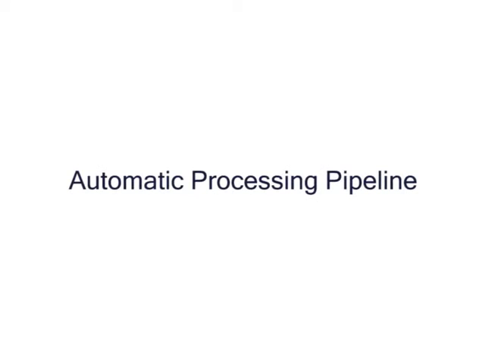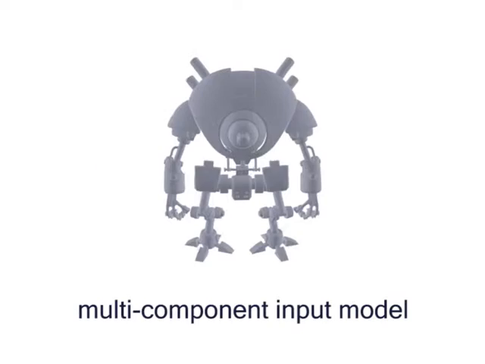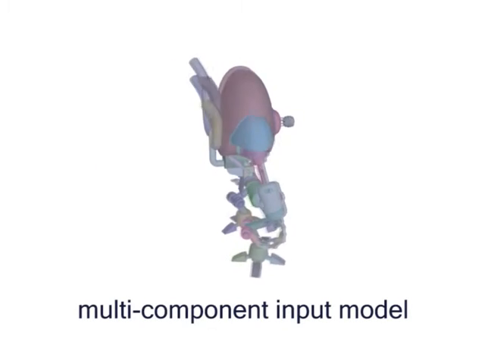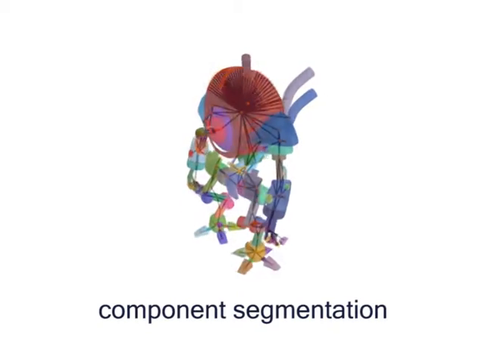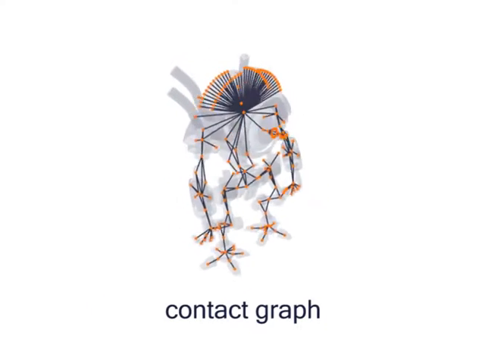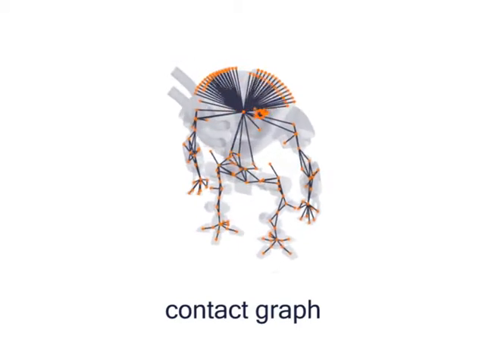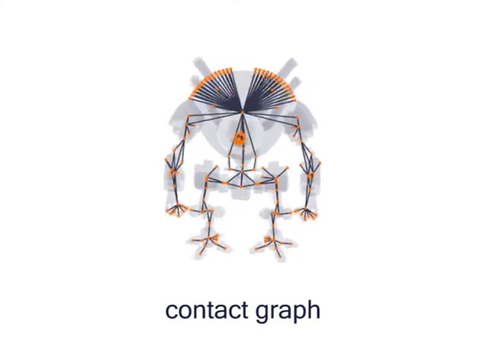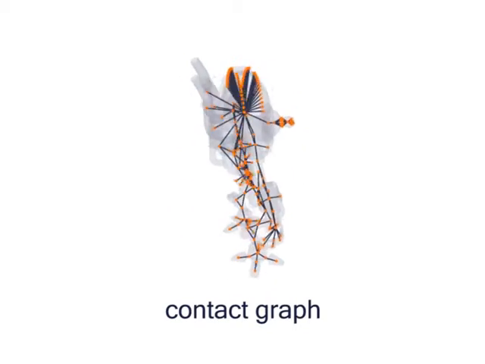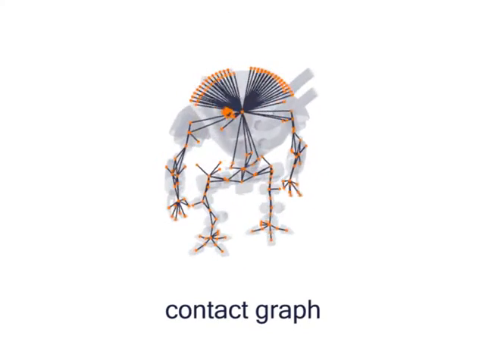Given a multi-component mesh, the first step in the processing pipeline is the segmentation into components. Based on this segmentation, an analysis is performed to determine which components are in contact. Here we show the generated contact graph. This contact graph is typically quite complex and is not directly suited for rigging of the input model.